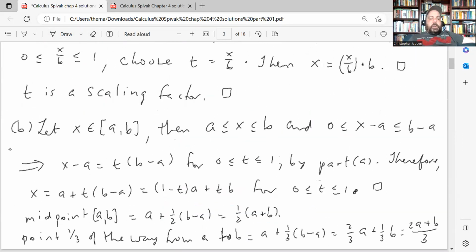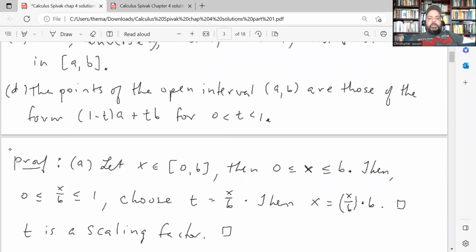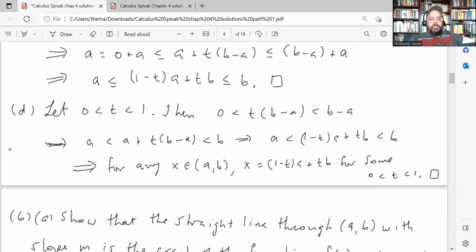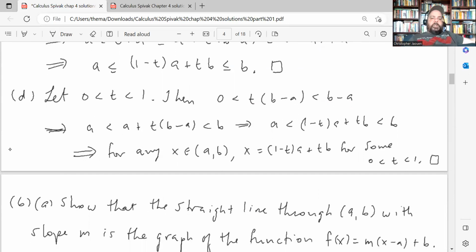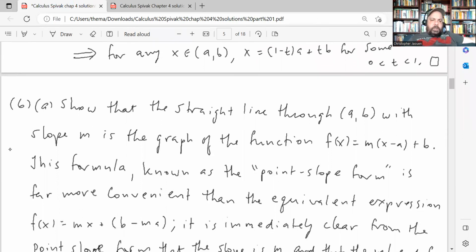Part D is also straightforward. It's almost identical to part C. The points of the open interval AB are those of the form (1 minus t) times A plus tB for t between 0 and 1. Here, we're excluding the endpoints because it's an open interval. It's virtually identical to the proof that we just did in part C. So if t is between 0 and 1, multiply both sides by b minus a, then add a to all three sides, and you get what you want, right? And that's basically it.